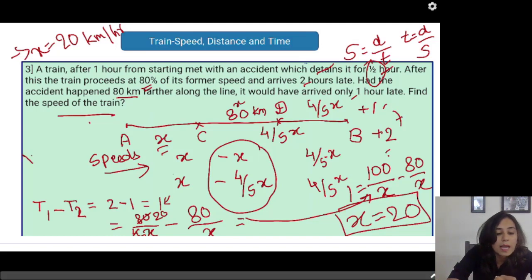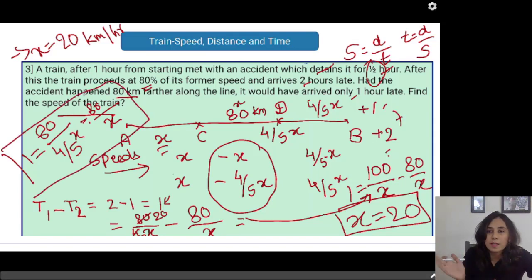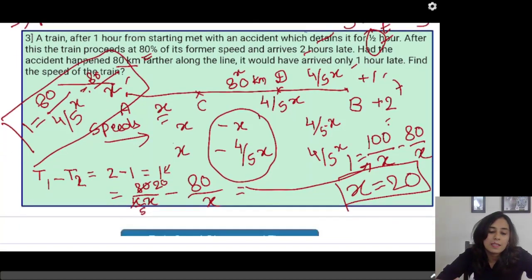So you equate that difference, which is 2 minus 1, which is 1 hour, to the distance in the numerator divided by the speed, which is 4/5 of x in the first case, and the distance remains constant, and the speed is x in the second case. So you just have to form this equation. Once you form this equation, you will get the solution. You have to find out the value of x. These kinds of questions, till the past 2-3 years, were very, very common in most of the competitive exams. So this is how you solve these questions. Now let us see the fourth question.